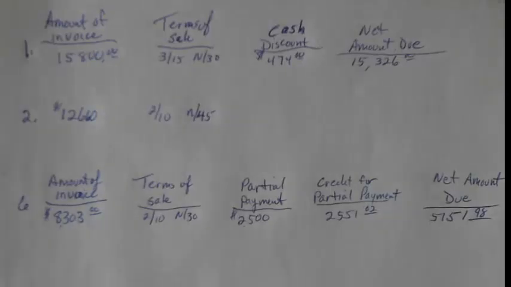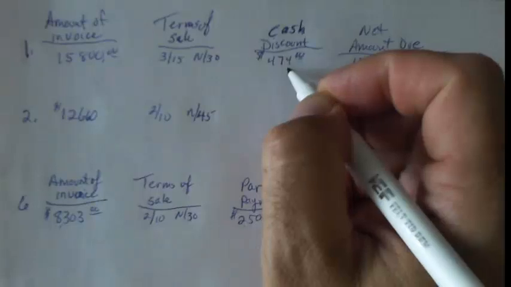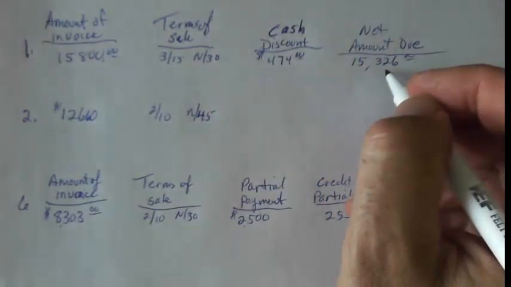Okay, this goes with Chapter 7, Section 4. We're continuing terms of sale, cash discounts, net amounts, etc. Problem number 1 on your assignment is an invoice amount of $15,800. Terms of the sale are 3% discount in 15 days, net 30. They've given you the cash discount of $474 and the amount net due of $15,326.